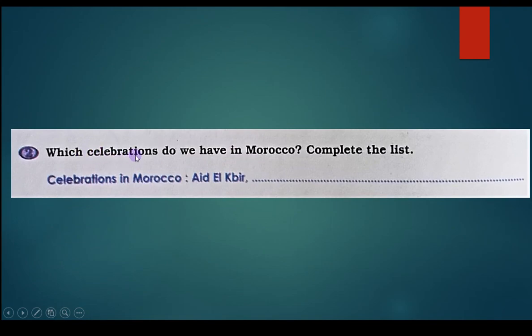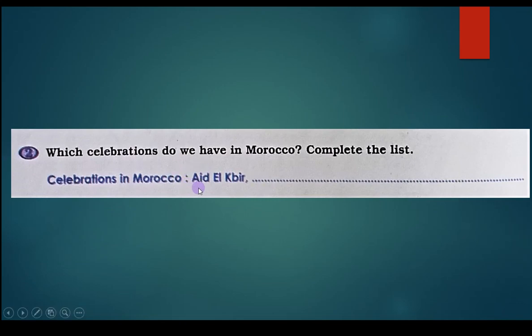For example, some celebrations in Morocco, Eid al-Kabir or Eid al-Adha, Eid al-Fitr.